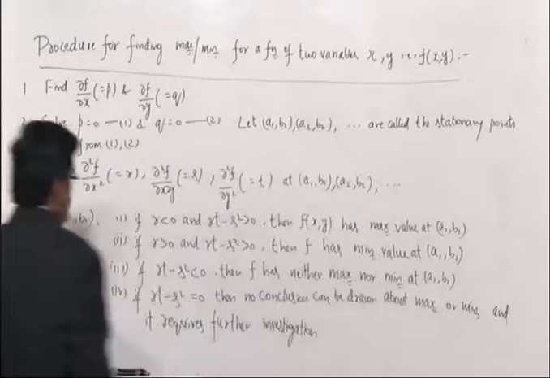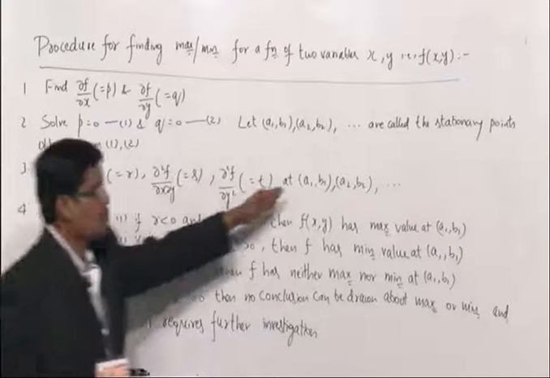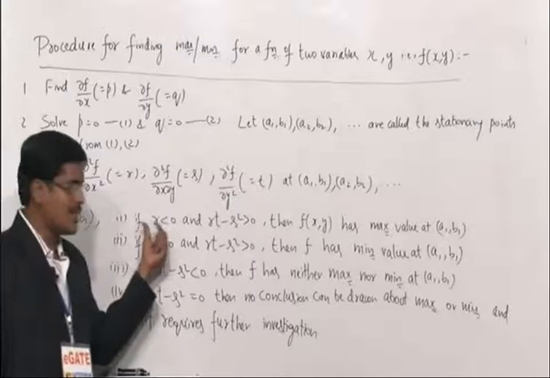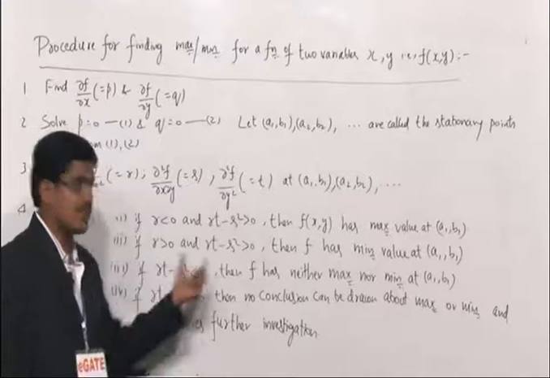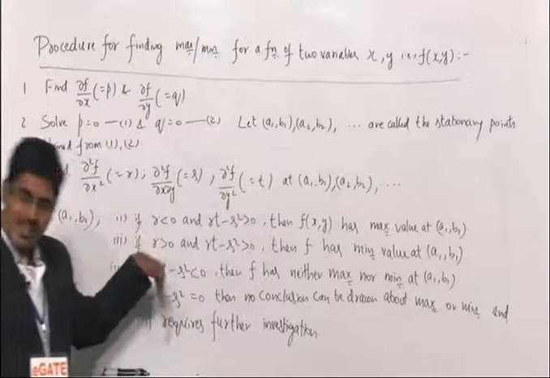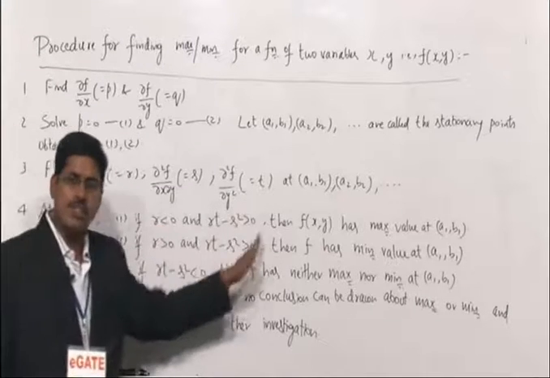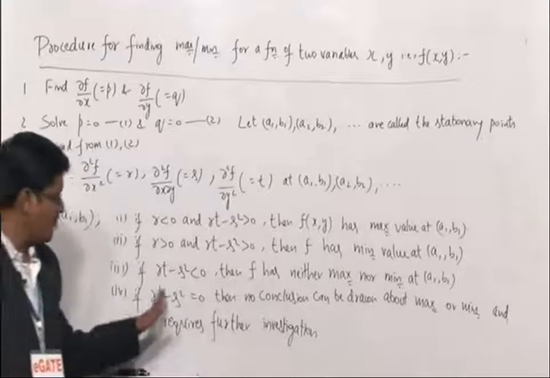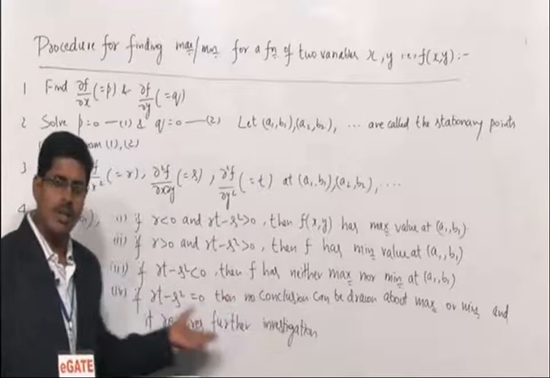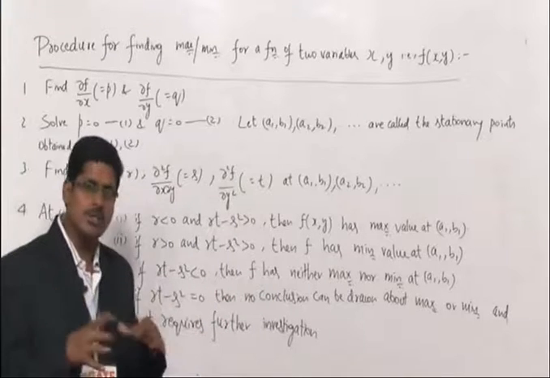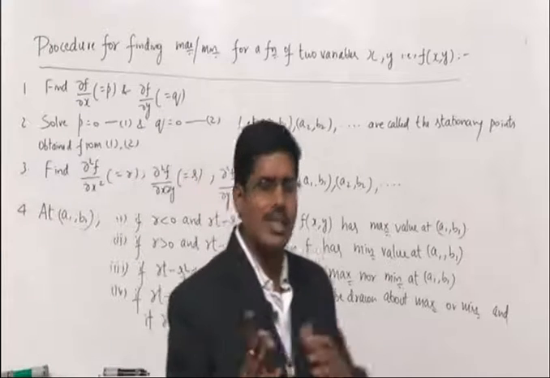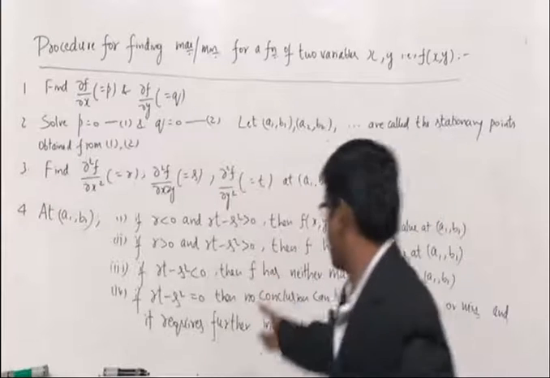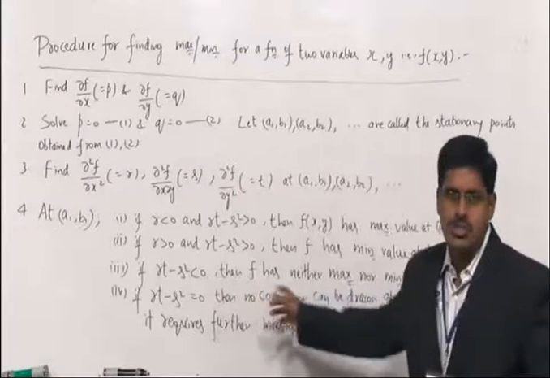Next, once you find the second derivatives at each point, come to step 4, just like in the one variable procedure. If r less than 0 and rt minus s square greater than 0, please learn this condition by heart, then this is a maximum value. R greater than 0 and rt minus s square greater than 0, minimum value. If rt minus s square less than 0, neither maximum nor minimum. If rt minus s square is equal to 0, no conclusion can be drawn about maximum or minimum. It requires further investigation, that means assuming some positive values of x and y, then we can decide the nature. It is a lengthy procedure, that is an 8 marks question.